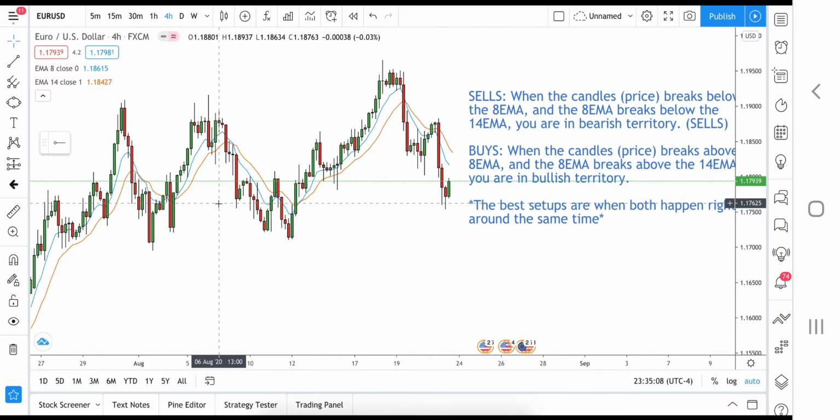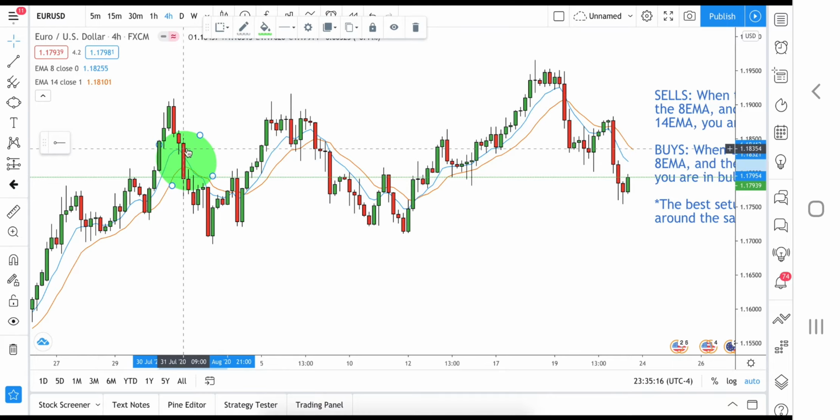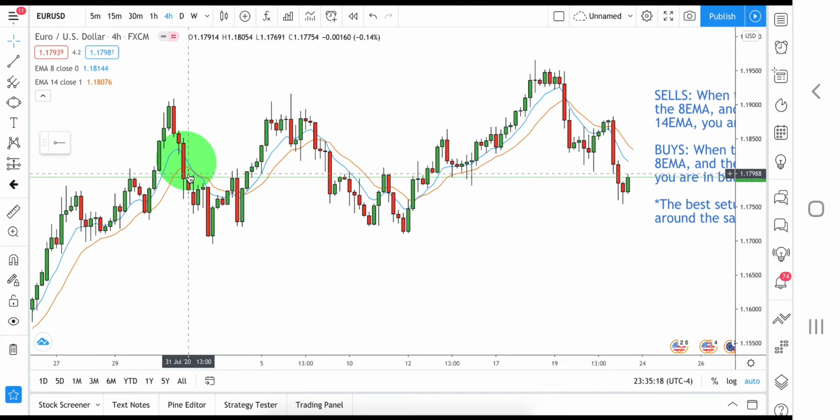Let me find an example here. Actually, right here, this is a perfect example of something you wouldn't want as much, right? This wouldn't be as favorable of a setup because price broke below the 8 EMA about 3 or 4 candles before the EMAs actually crossed, right? So that wouldn't be as good of a setup.